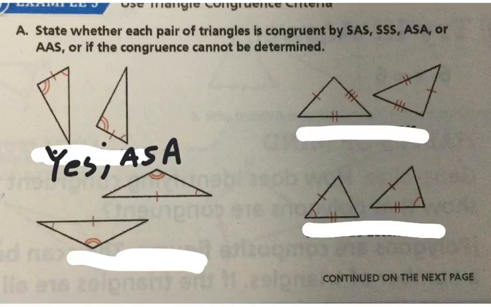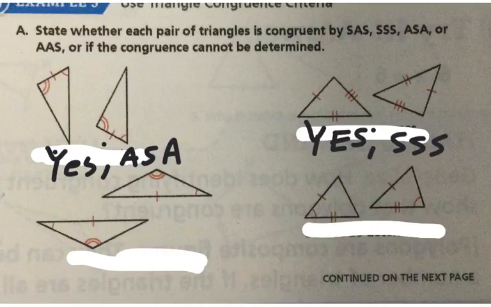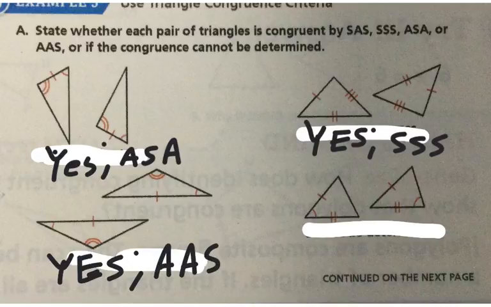What about these two? Is there enough to say they are congruent? Yes. Yes, and how? Triple S. Side, side, side. Okay. What about these two? Double AS. Angle, angle, side, angle, angle, side. So yes, we have enough. Double AS. It is angle, angle, side.